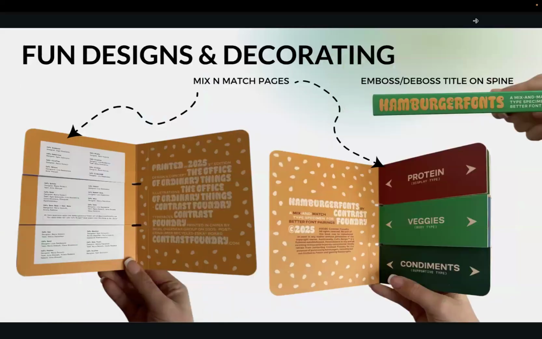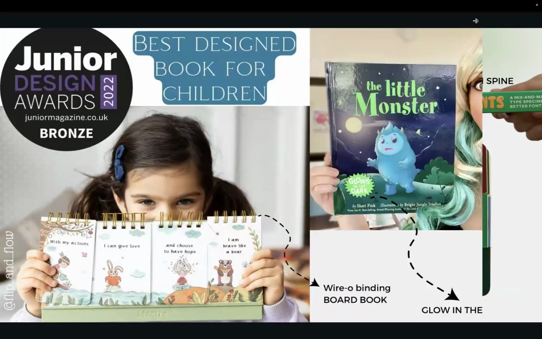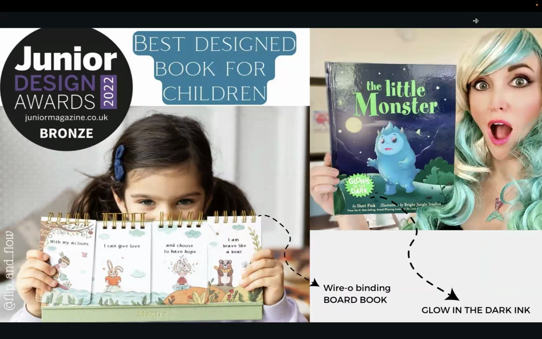You can even get into some really fun designs, like this board book that we created for an ad agency, where the boards mix and match the pages. You can get into some unique decorating on the spine, like this emboss and deboss title on the spine of that book. We also designed this board book with wire binding, which is kind of unusual, but it's won many UK awards for its design.